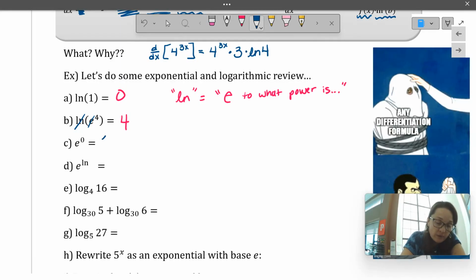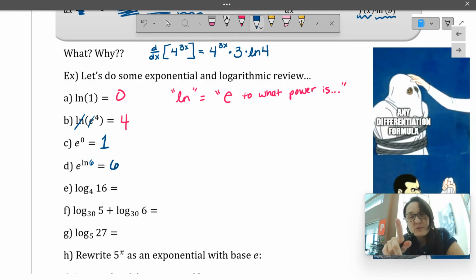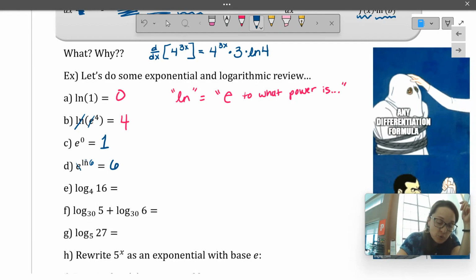E to the 0, that's going to be 1. E to the ln, I think on your paper this says 6. E to the ln 6 is 6, okay? E to the 0 is 1 because anything raised to the 0 is going to be 1. Except for 0, that's undefined, we'll get there later. But any non-zero number raised to the 0 is 1. And then e to the ln 6 equals 6 for 2 reasons. 1, that cheap trick of if e and ln are touching, they can cancel.